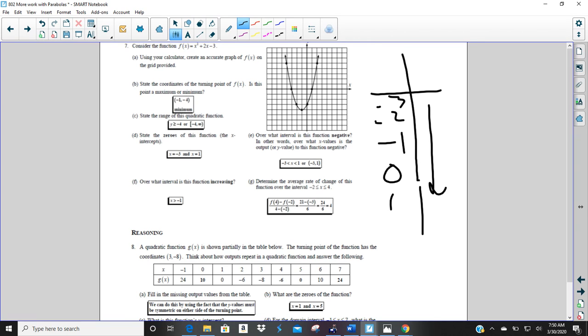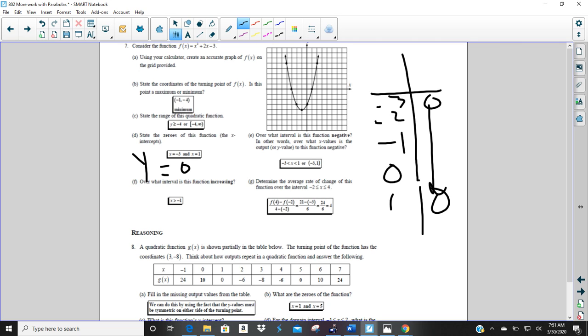Zeros. This is a new term. Zeros are where the graph crosses the x-axis. So that's when y is 0. It's when y is 0. That's why it's called zeros. So what are we looking for? We're looking for any place on the graph where y is 0. And I know that in this case, 0 was here, and 0 was also at 1. So it was -3 and 1.